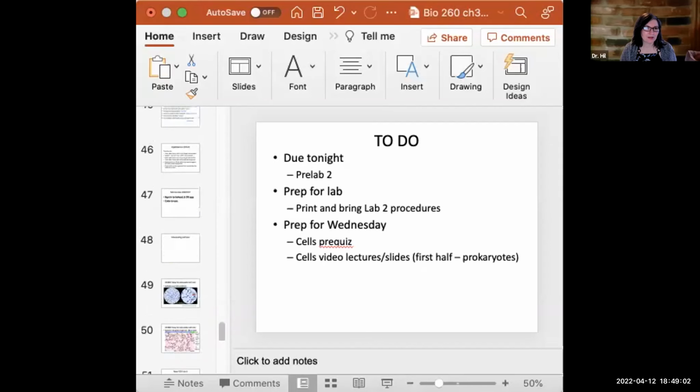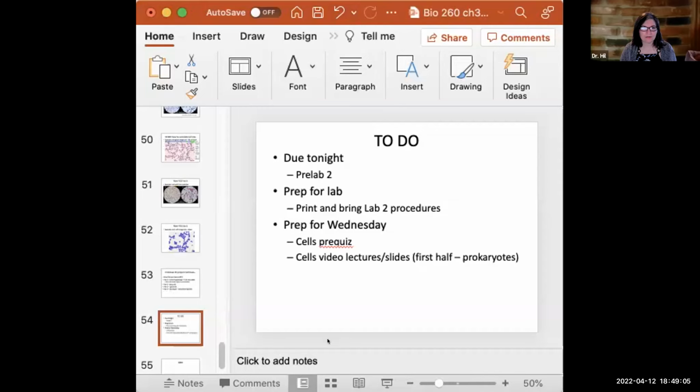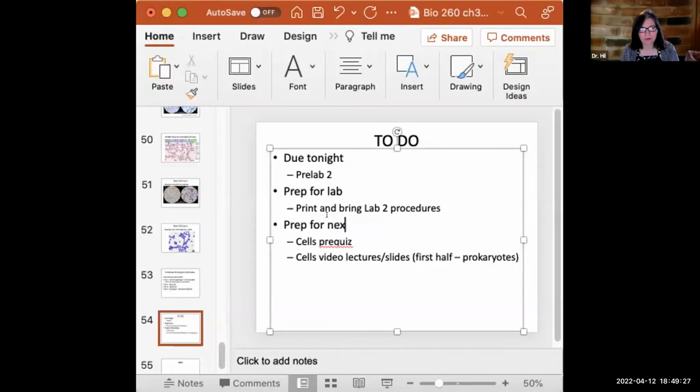so let me just mention a couple things. Tonight, pre-lab is due, and you want to bring your procedures to lab 2. Maybe there aren't any procedures, it's pretty straightforward, so I wouldn't worry too much about it. Not for Wednesday, but next week. I don't know what I was smoking when I wrote that. Next week, we're going to talk about cells. So do the cells pre-quiz, do all the topic page stuff, cells, video lectures, slides. Next week, we're going to have prokaryotes on Monday and then eukaryotes on Tuesday.